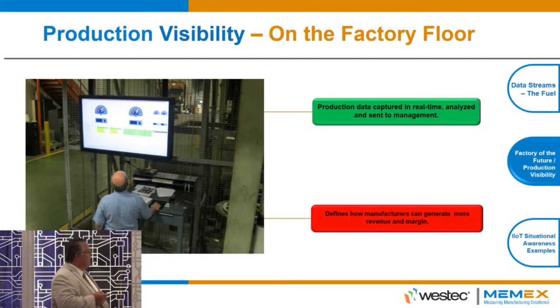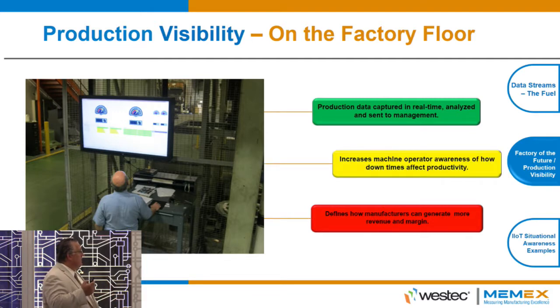Production data is captured in real time, and it's obviously sent to management, but it's also available to operations. So again, one version of the truth, everybody has it. And then operational awareness, having the operators have the ability to understand what they do and how their interaction with the equipment increases or doesn't increase productivity, is extremely important.